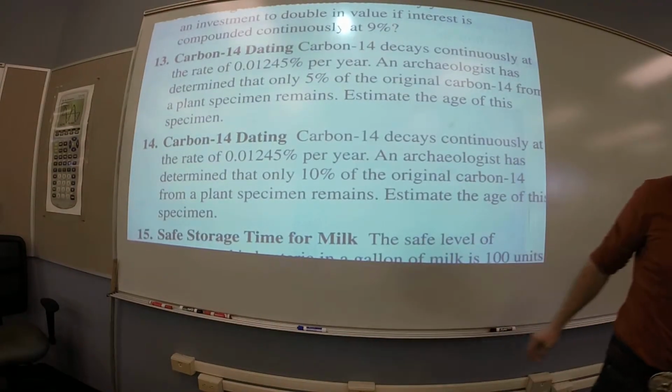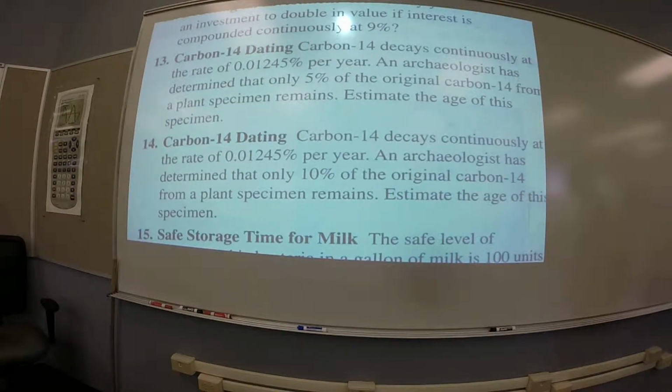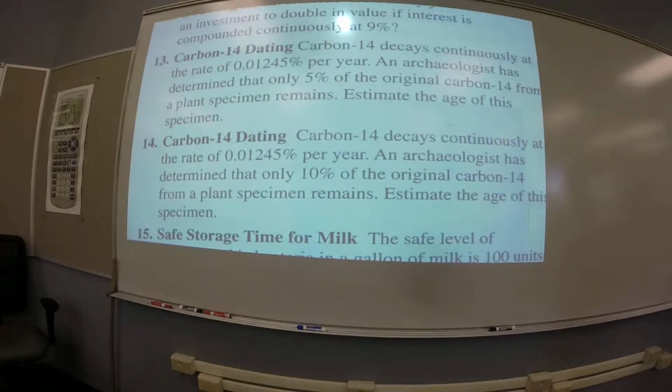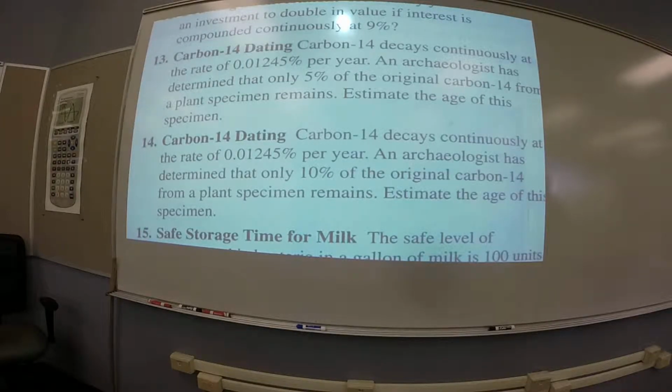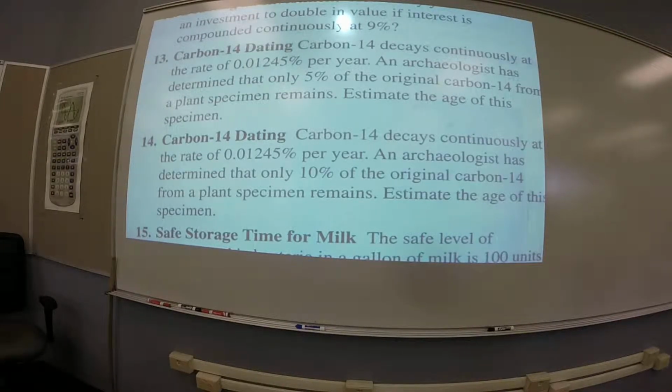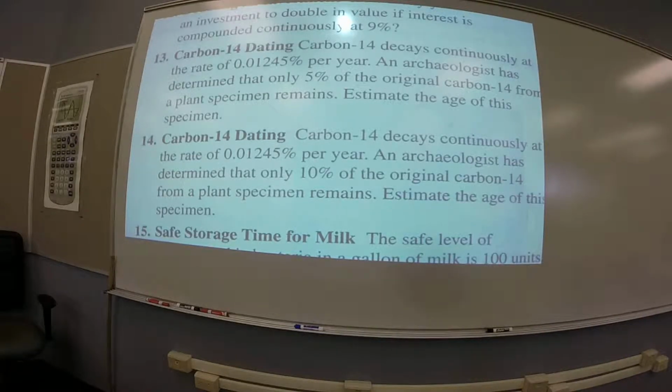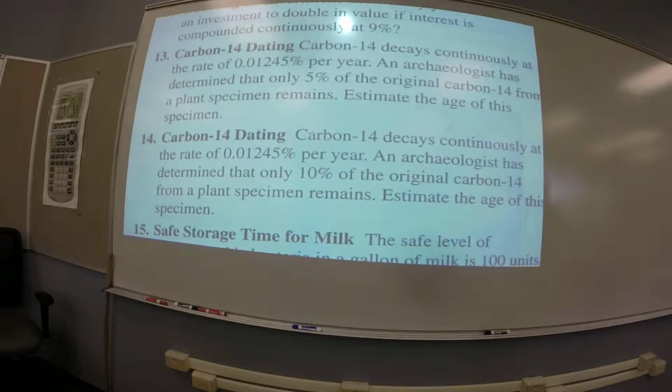Okay, so let's try to do number 13. It says we've got carbon-14 dating. Then it says carbon-14 decays continuously at this rate of horrible, scary number. And then it says an archaeologist has determined that 5% of the original carbon-14 from the plant remains. Estimate the age. Cool. This is actually how carbon dating kind of works.